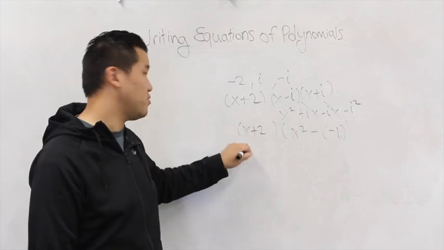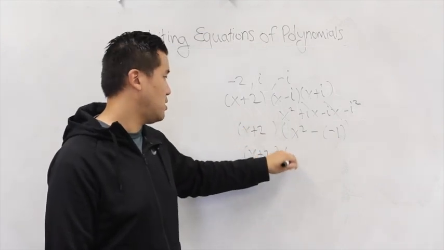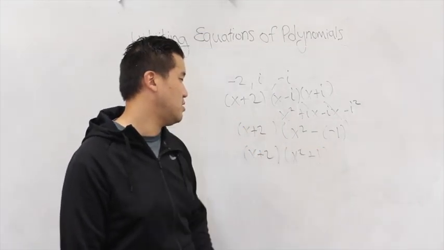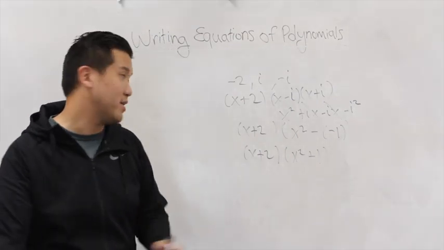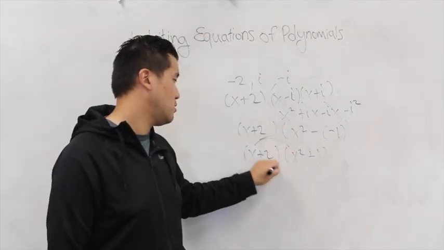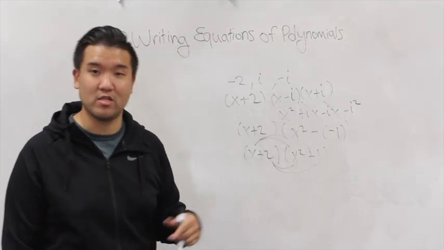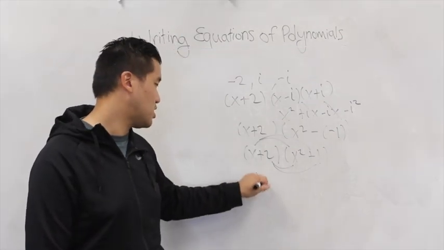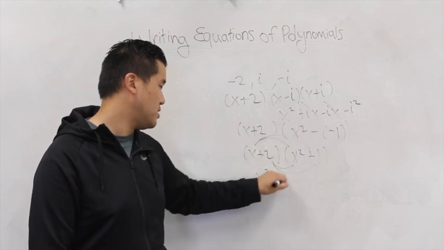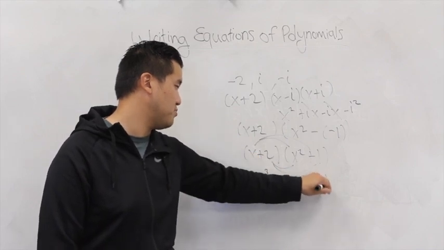So when we write that, we get x plus 2. And you get x squared plus 1. And then from here, we just FOIL it out. If you're confused with foiling, please watch my add, subtract, multiply video because the multiplying will help you. So you get x cubed plus x plus 2x squared plus 2.